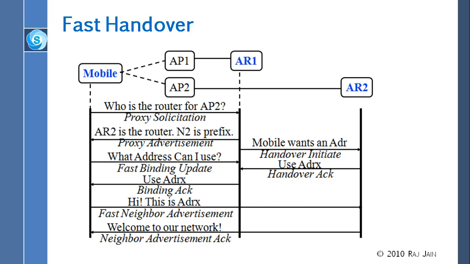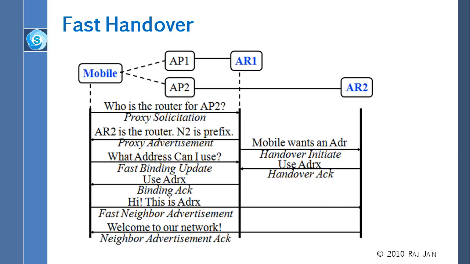So what you do is you are moving from AP, access point 1, which belongs to router 1, which means this is a different subnet, and you are moving to access point 2, which is a different subnet, and its router is AR2. Right? So this is access router 1, access router 2, access point 1, access point 2. This is the mobile. It is going to move from AP1 to AP2.